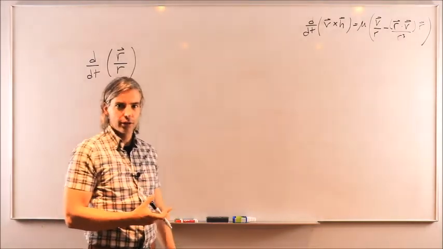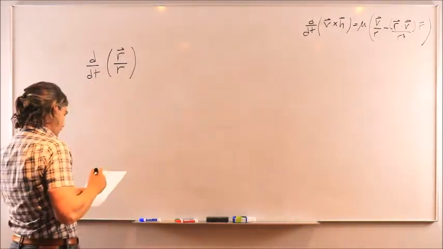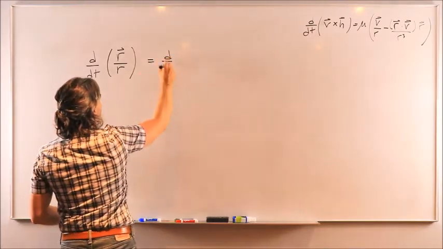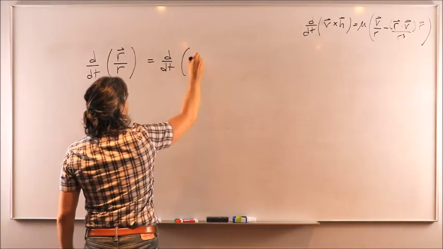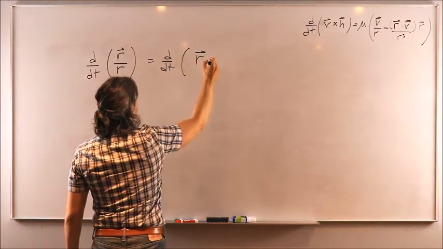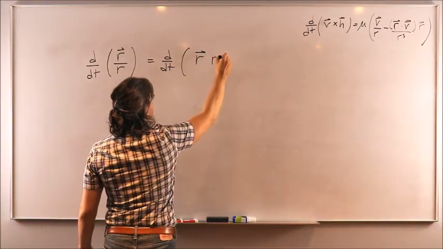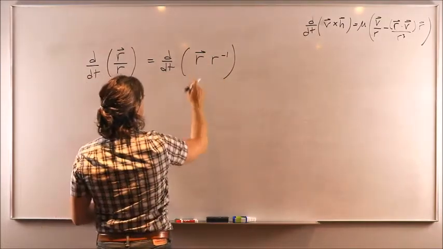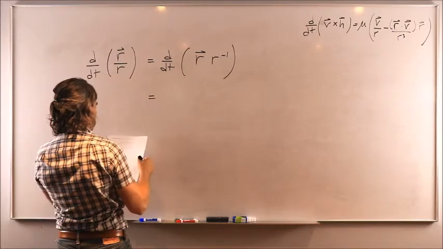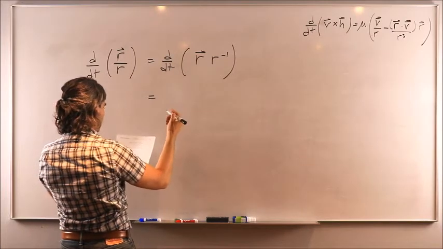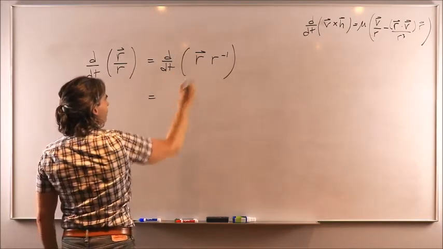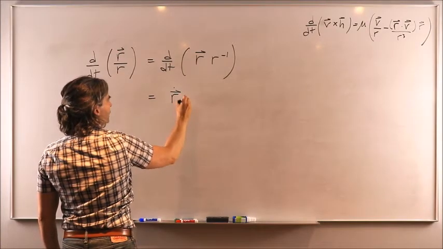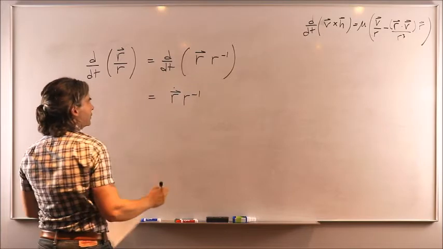Okay? So, well, this is equivalent of saying that this is d dt of r vector times distance to the power minus 1. And the reason why I wrote it this way is because of ease to play with. So, chain rule to this, and to give me position vector dot distance to the power minus 1.